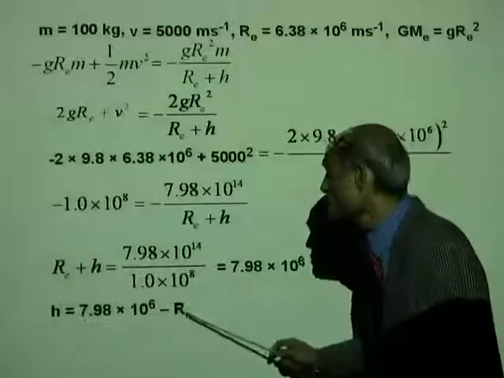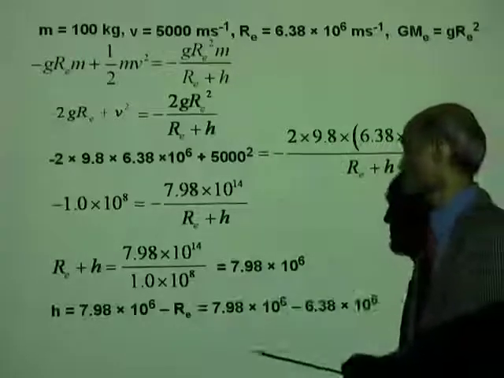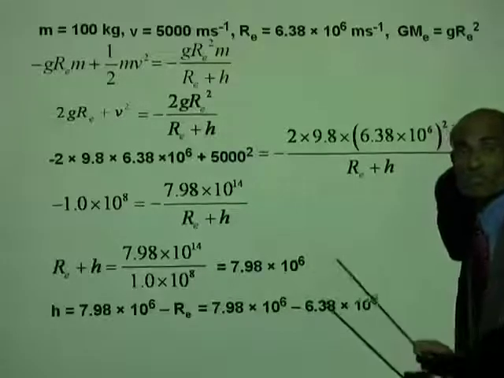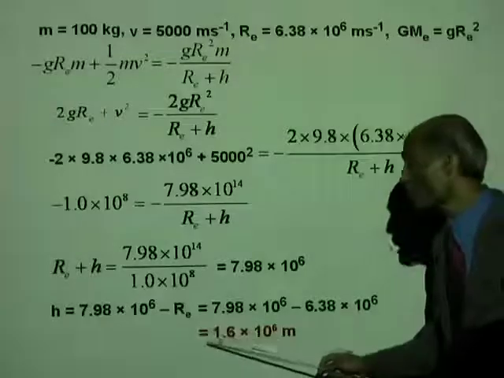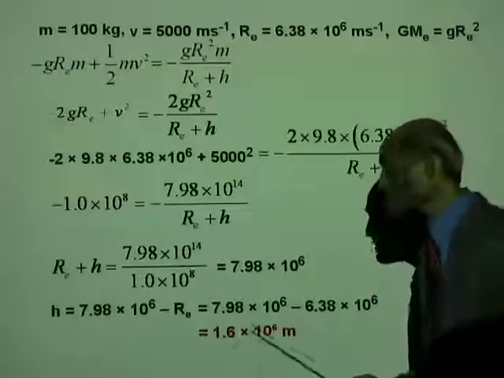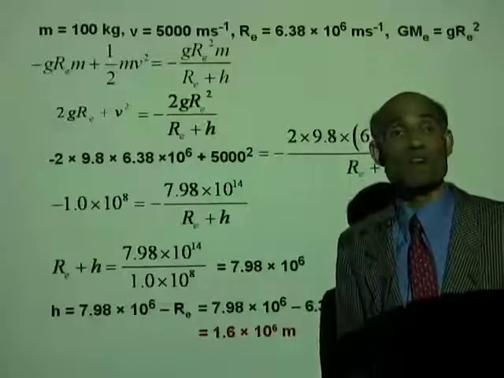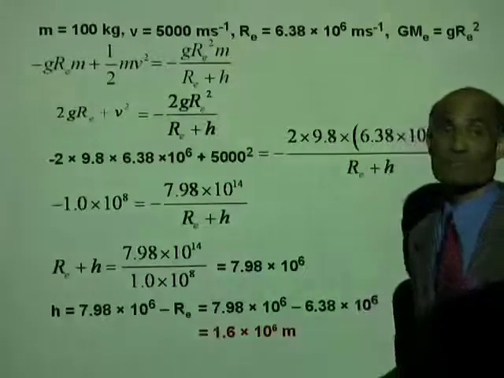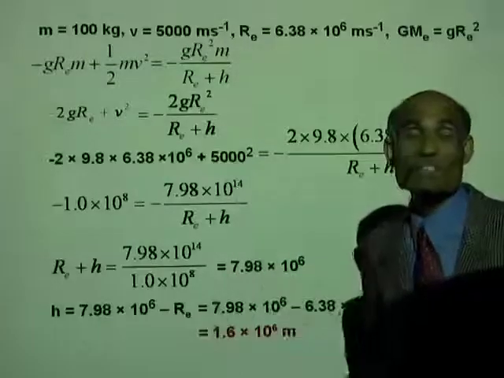And you know what RE is. Now RE is 6.38 times 10 to the 6. So that is 7.98 times 10 to the 6 minus 6.38 times 10 to the 6. And that is 1.6 times 10 to the 6 meter. That is the height to which the object will go when projected with a velocity of 5 kilometers per second. It's a nice problem and you must be familiar with doing these kind of problems.